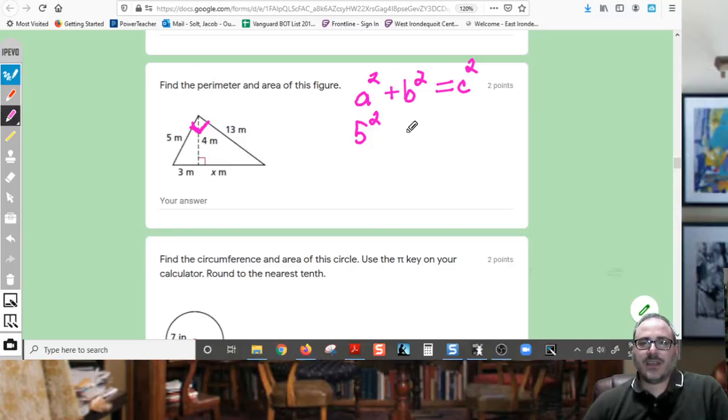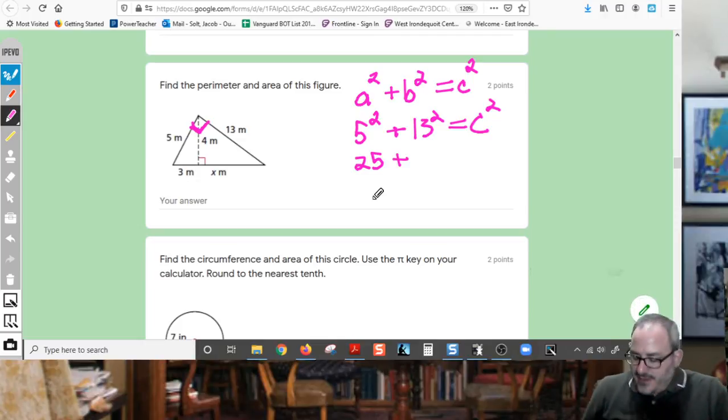This whole thing here is C. I know that A squared plus B squared will equal C squared. So I know A, I know B. What I don't know is the whole length of this. It's C squared, okay? Well, 5 squared is 25. I just know that through memorization. 13 squared, I'm going to go to calculator. I think it's 169, but I can't remember for sure. It's 169.